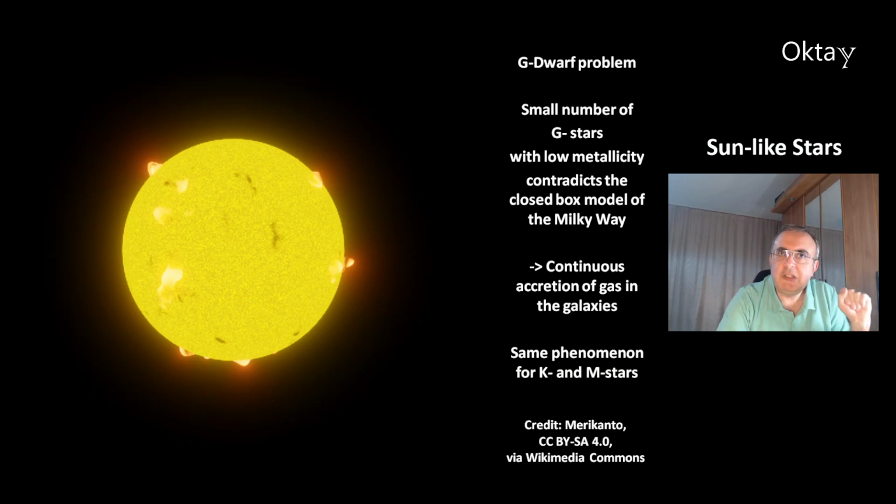This is called the G-dwarf problem. That's the fact that there's a small number of G-stars with low metallicity. And it contradicts the closed box model of the Milky Way galaxy. The solution is a continuous accretion of gas into the galaxies. That's the explanation for the small number. And the same phenomenon exists for the lighter types of stars, the K-type stars and the red dwarf stars, the M stars.